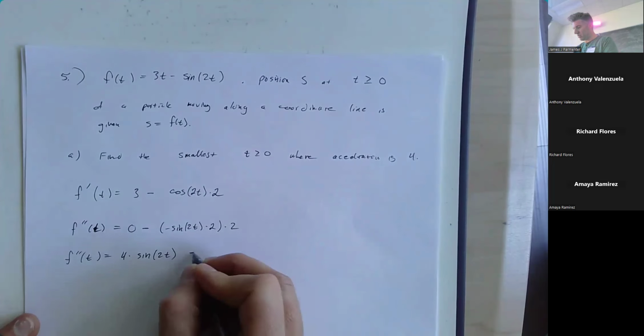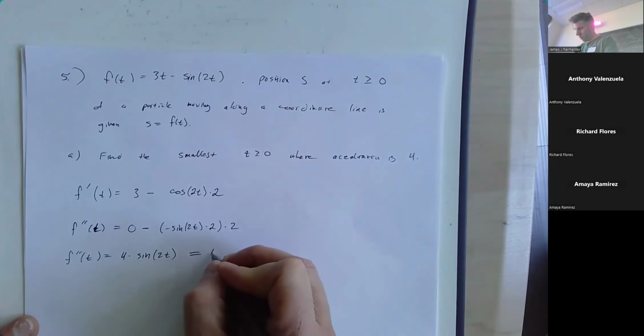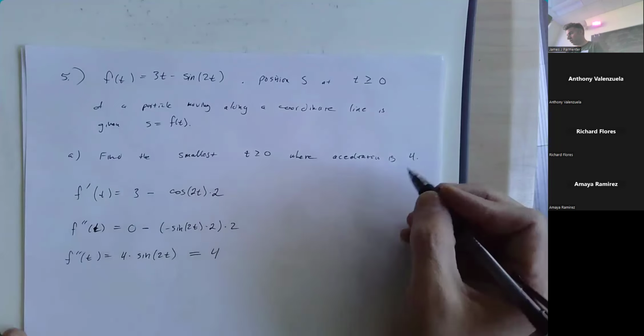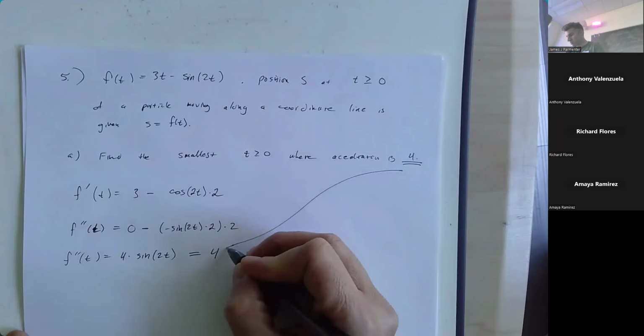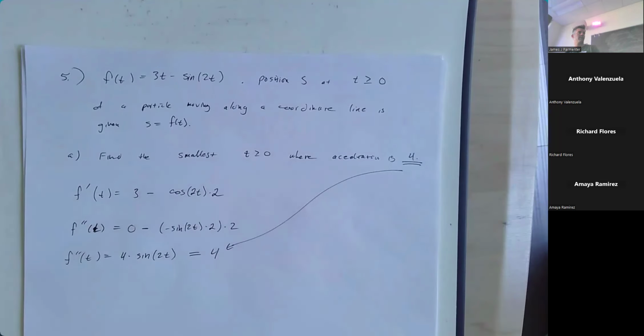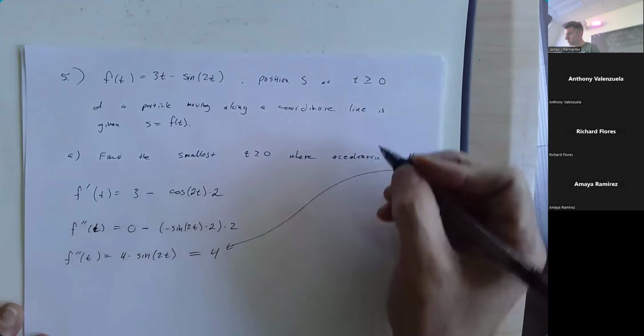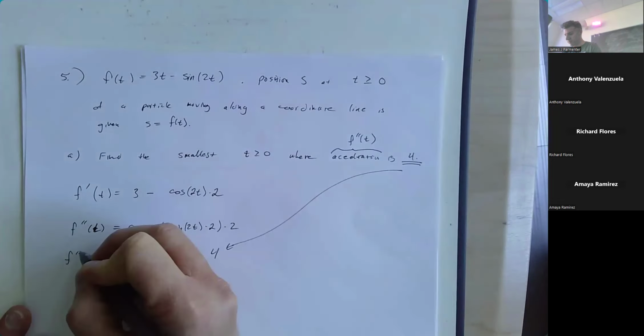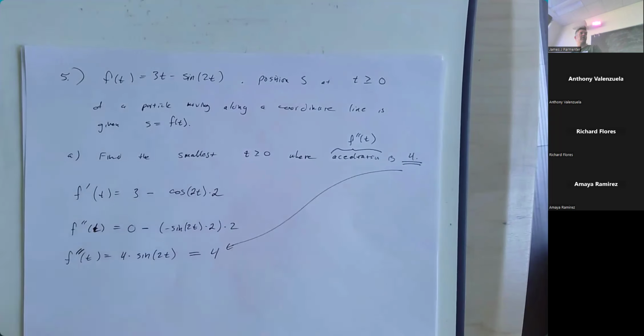And I want that to be equal to 4, because that's what the problem said: find the smallest time t where acceleration is 4. Acceleration is the second derivative of position. Velocity is the first derivative of position.